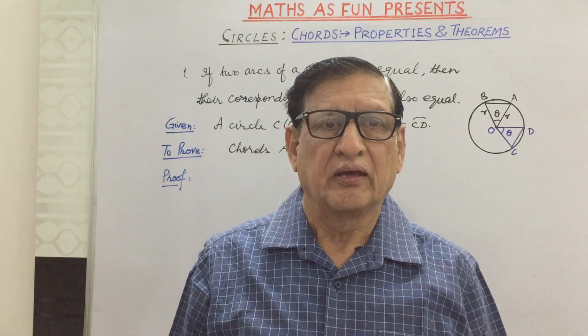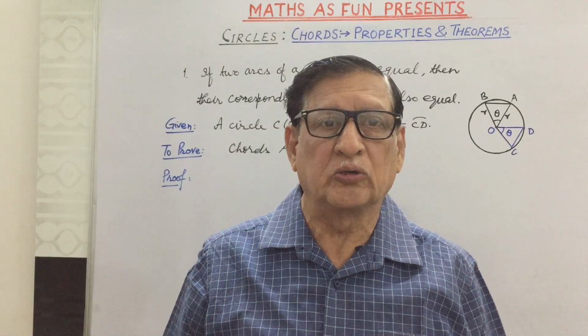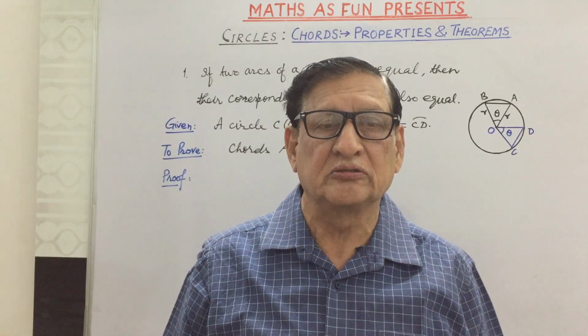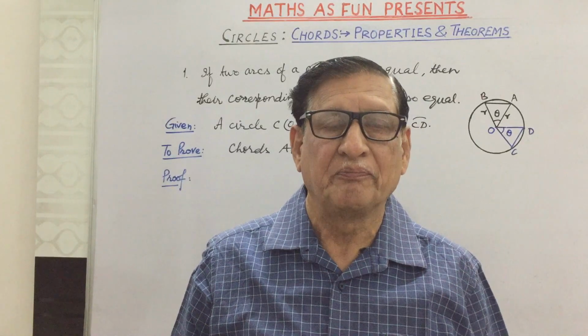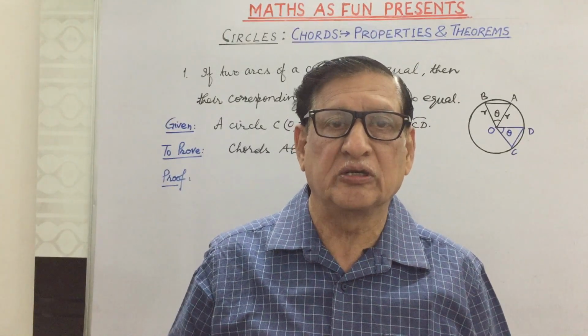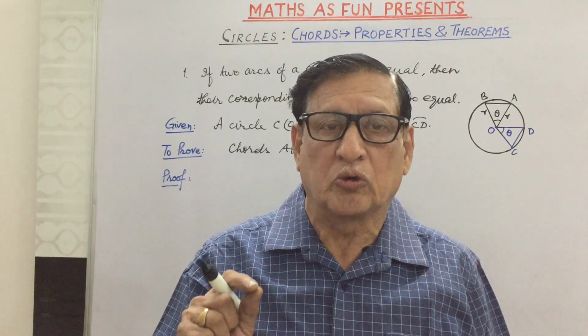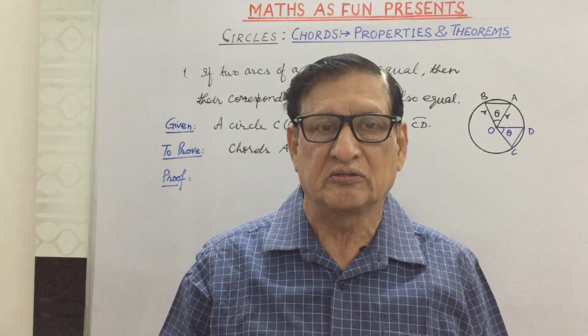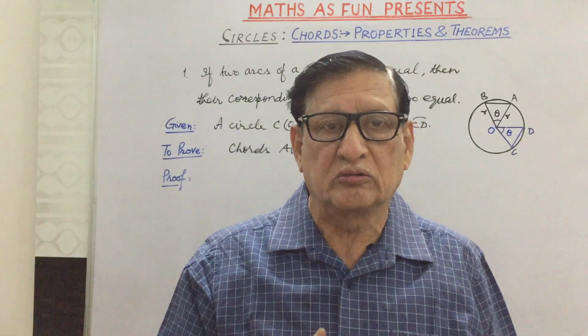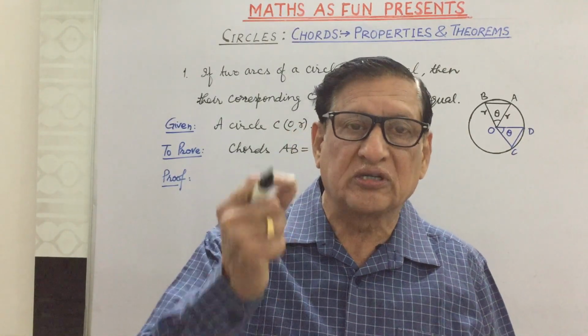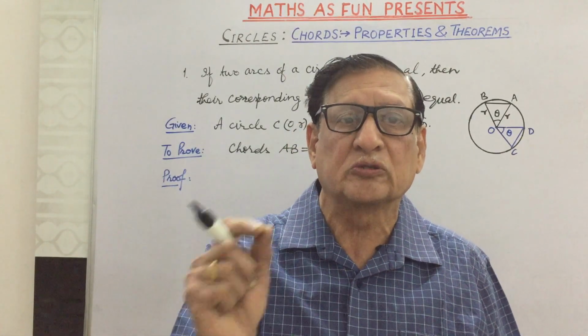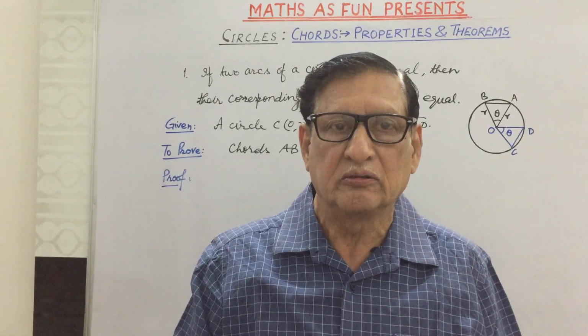Hello everyone. In the previous video we learnt about the circle, its definition, the definition of its parts and some of the terms related to it. In this video we will be learning about the chord and its properties. We have already learnt about the chord. What a chord is? A chord is a line joining any 2 points on the circumference of a circle.